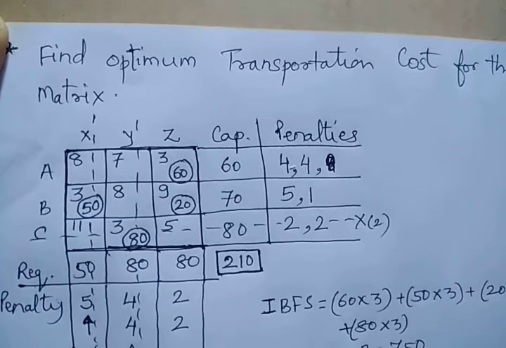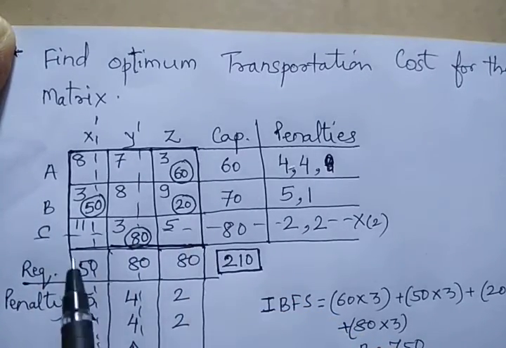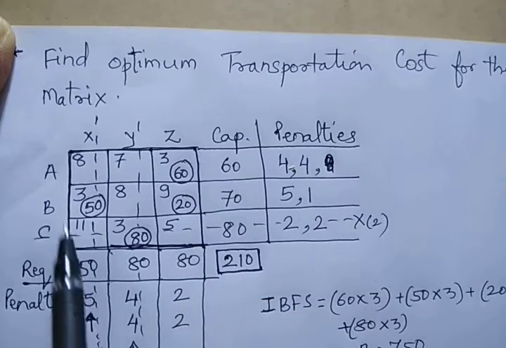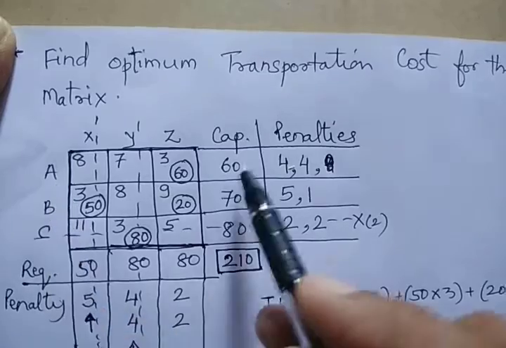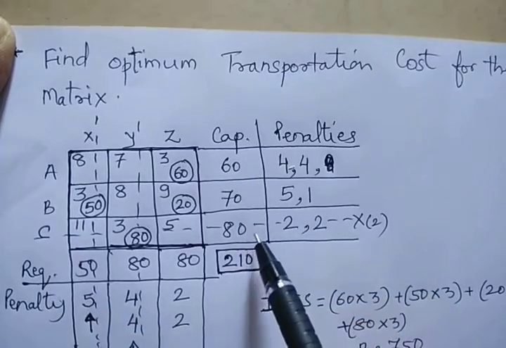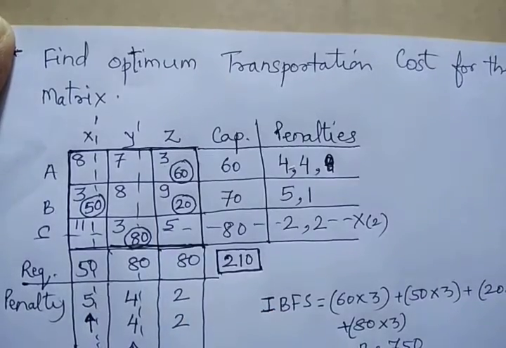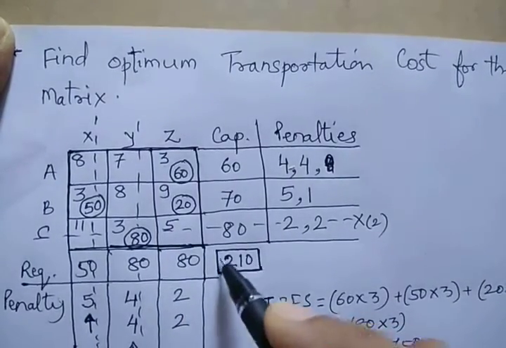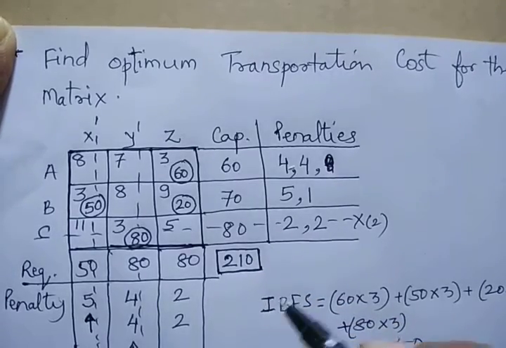See the question: find the optimum transportation cost for the given problem. They have given a 3 by 3 matrix where 3 factories A, B, C are there, 3 warehouses X, Y, Z are there. So this is a 3 by 3 matrix, and the unit transportation costs are given. Capacities of A, B, C are given as 60, 70, 80. The requirements of X, Y, Z are given as 50, 80, 80. As we all know, the first step is to check whether the sum of capacities is equal to the sum of the requirements or not. It is 210.